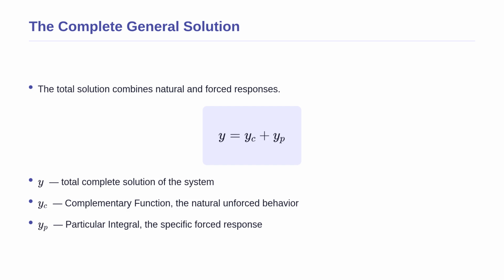First, y sub c is the complementary function, which describes the natural, unforced behavior of the system when no external forces are acting on it. Second, y sub p is the particular integral, which is the specific response generated entirely by the external forcing function. If the external force increases or changes shape, the particular integral will change to match it, while the natural response remains fundamentally the same. Together, they give the full picture.